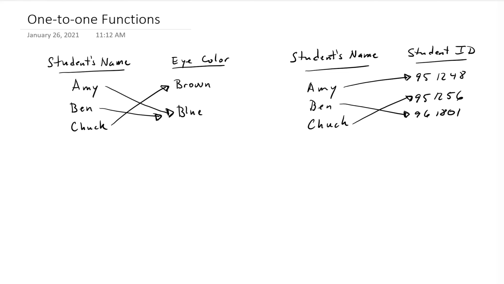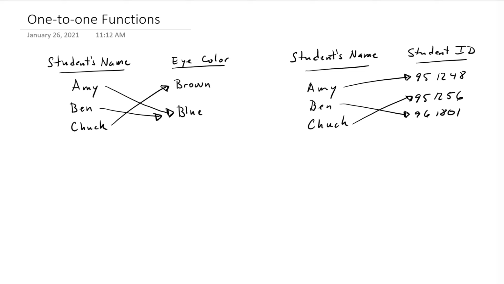Let's look at the two functions we have here. One is the eye color as a function of the student's name. So we've got Amy, Ben, and Chuck, and we associate to each student the color of his eyes. So Amy has blue eyes, Ben also blue eyes, and Chuck has brown eyes.